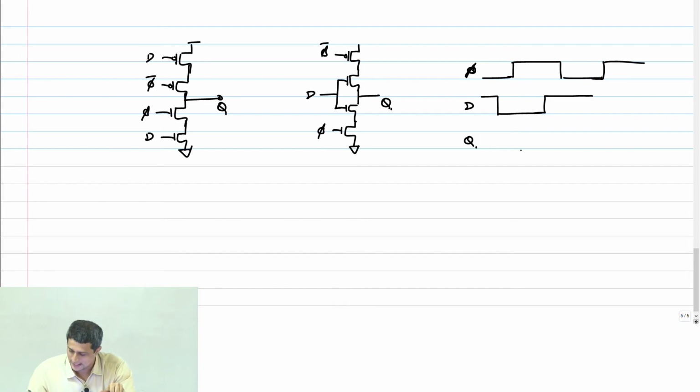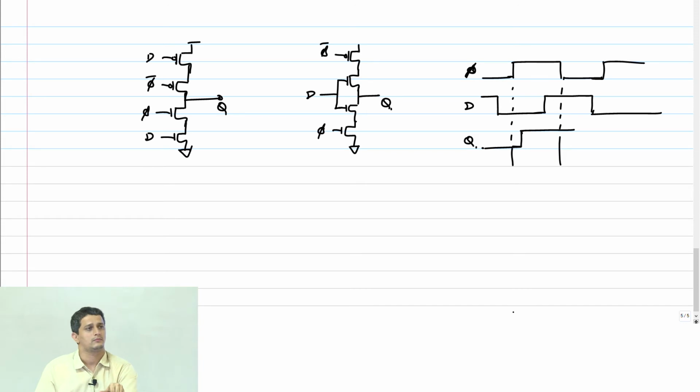So if you look at the output here, this is a positive latch. Therefore, Q will simply follow D with an inversion, of course, and some delay. Now let's say D changes here, right? So this is, latch is transparent, latch is opaque.